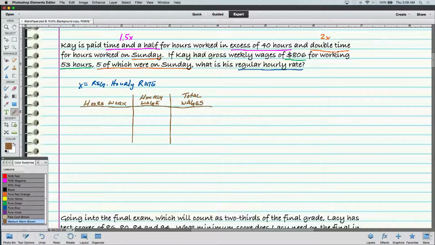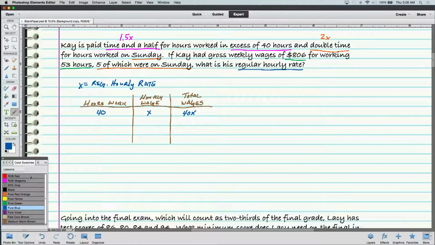Okay, so we have our variable time. Let's do our regular hours. Well, how many regular hours did they make? Well, she worked 40 total hours. Hourly wage for those first total hours, which is X. So our total wages is going to be 40X.